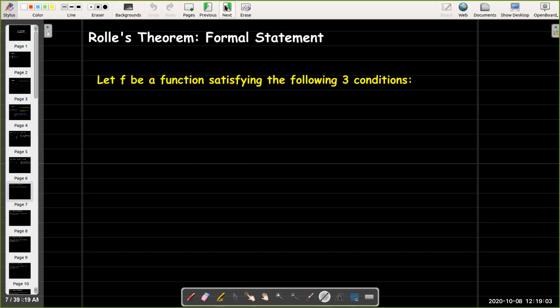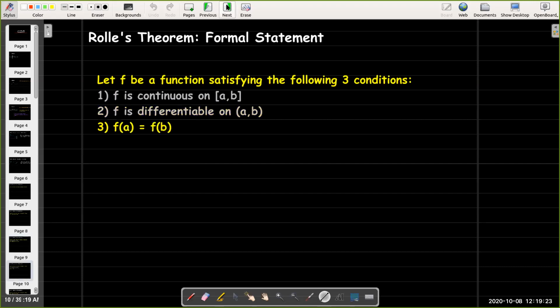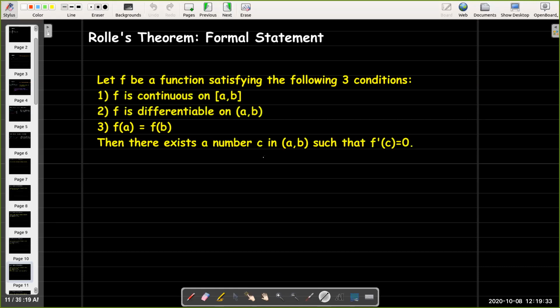So let's look at the formal statement. We need to have a function which satisfies the following 3 conditions. F has to be continuous on the closed interval, has to be differentiable on the open interval. And really, that's what we mean by saying that we have a smooth function. And we need to have the y coordinates at A and B equal to each other. If we have all 3 of those conditions, then our conclusion is that there's a number C between A and B where f prime of C equals 0.